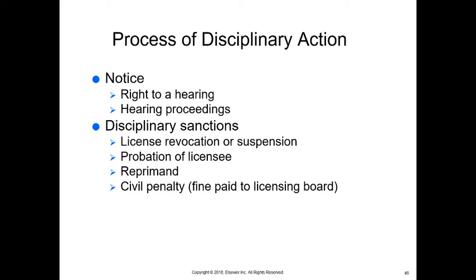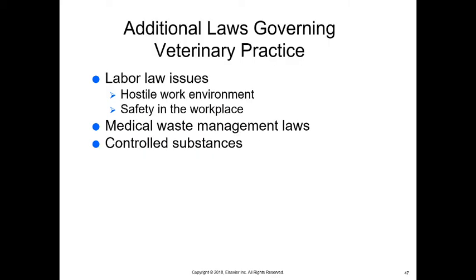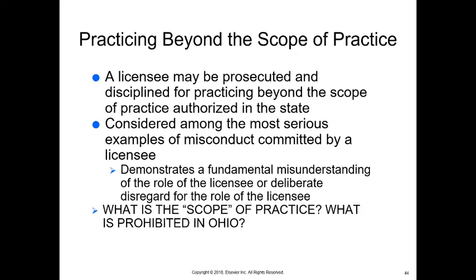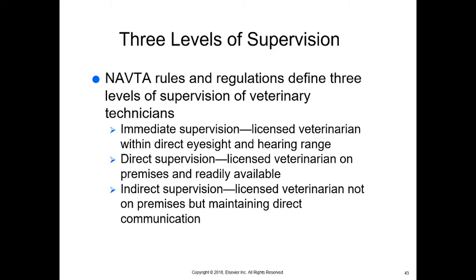Disciplinary sanctions that can be leveled on you from the board would be a license revocation or suspension, probation of the licensee, reprimand, or civil penalty, which is a fine paid to the licensing board. Some of the grounds for disciplinary action would be, and we're going to go back to levels of supervision here, these are really important to keep in mind, because if you practice outside of these levels of supervision, or you're not doing what you're supposed to be doing, this is what can lead to disciplinary action.